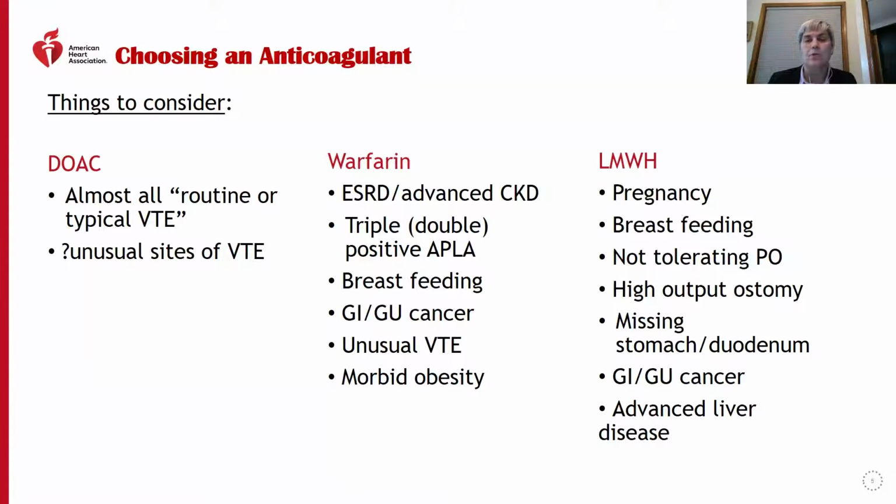However, if we have unusual sites of venous thromboembolism, whether that's a splanchnic vein, portal vein, or renal vein, we may need to think about other options. There are some patients in whom warfarin may be our preferred drug, including our patients with end-stage renal disease or very advanced chronic kidney disease. Certainly our patients with triple positive APLA and even patients with double positive APLA, I think we have to give some pause. Patients who are breastfeeding, patients who are morbidly obese, and I think we all have a threshold for which we feel comfortable using our DOACs with obesity.